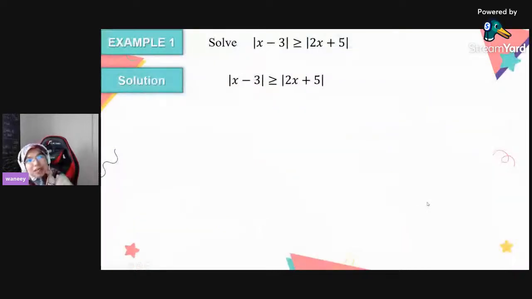Okay, so now absolute value of x minus 3 greater than or equal to absolute value of 2x plus 5. As you can see, how many absolute value is this? So we got one absolute value on the left, one absolute value on the right. Therefore, this is the case when we have two absolute value, one left, one right hand side. Therefore, the method to solve this kind of problem is by squaring both sides.